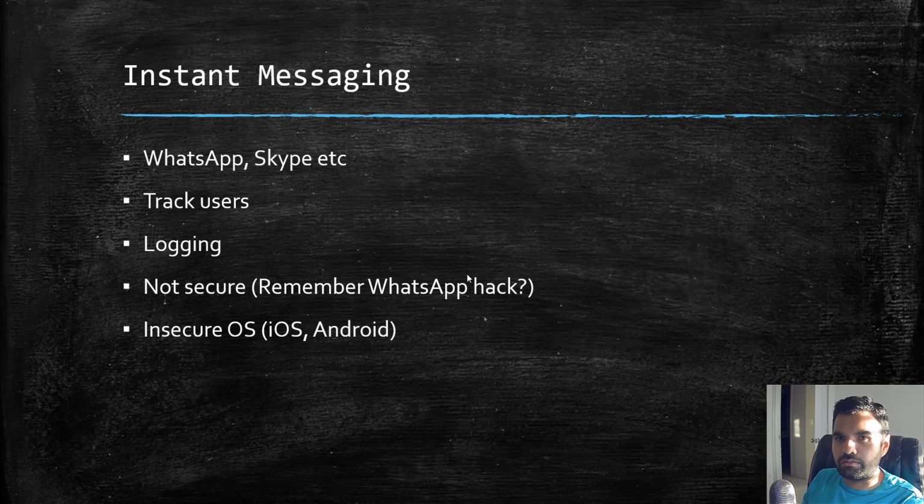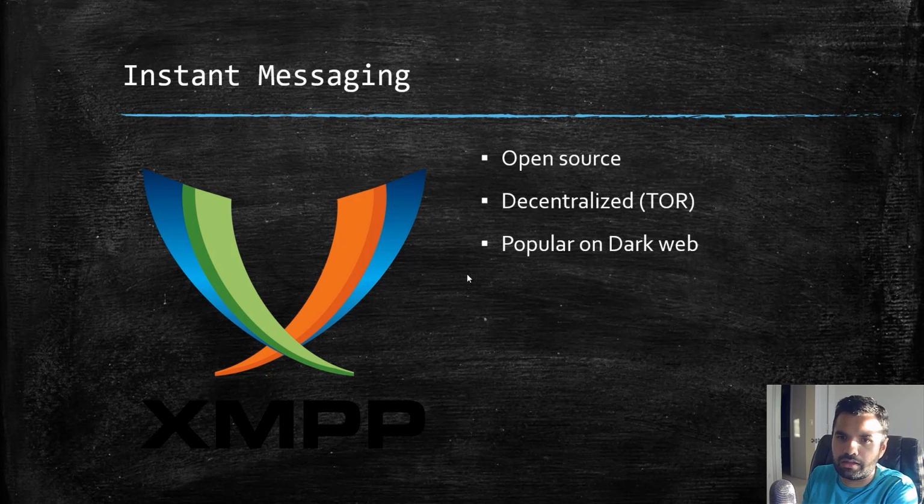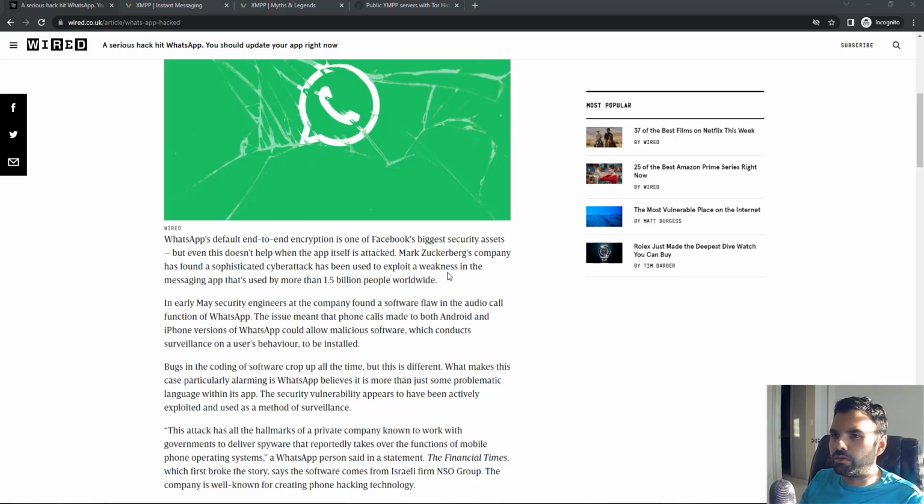So what is the solution? We talked about all the problems we have been facing using WhatsApp and Skype. The solution is using XMPP. This is open source software which anyone can use, and it's decentralized just like Tor. There is no central body that controls the servers. Even you and I can set up a server, use the server, and start chatting. And this is very, very popular on the dark web. So let's see some details about it.